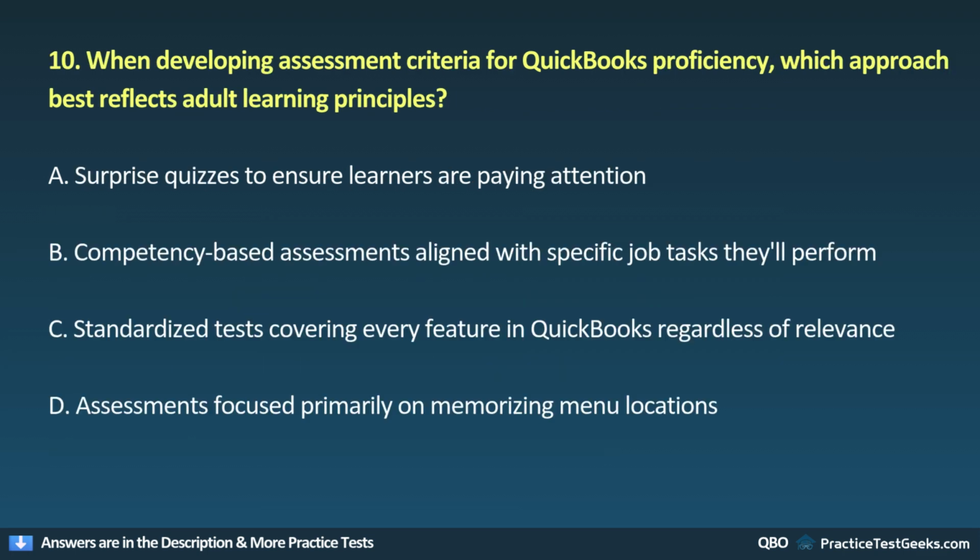10. When developing assessment criteria for QuickBooks proficiency, which approach best reflects adult learning principles? A. Surprise quizzes to ensure learners are paying attention. B. Competency-based assessments aligned with specific job tasks they'll perform.